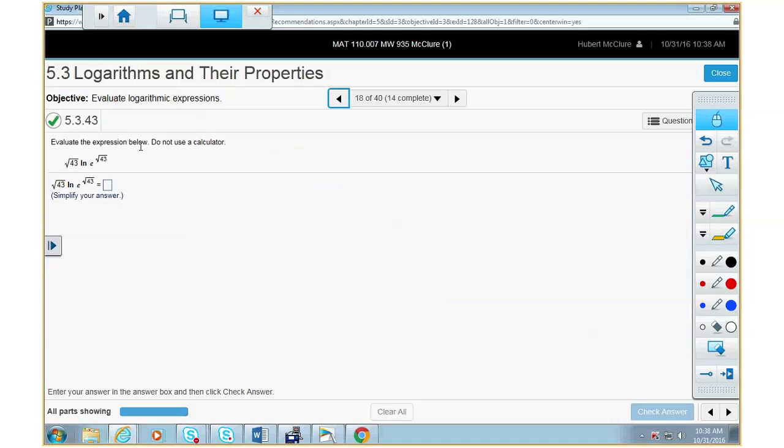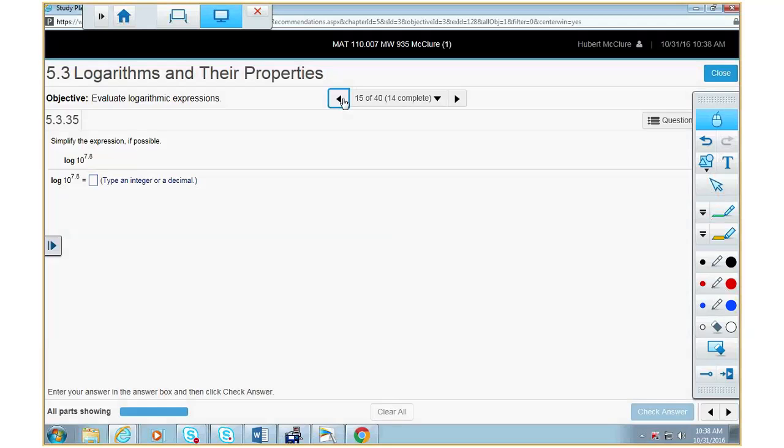That's the same question. That one will be 6. All of these are the same. Okay? Does that help? It's just rewrite it as log base e.